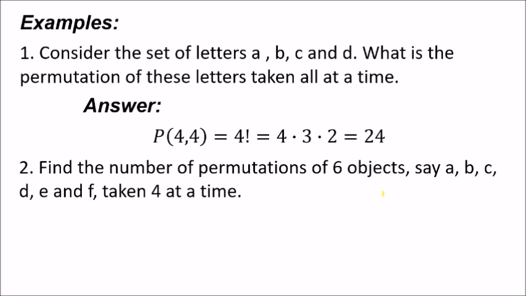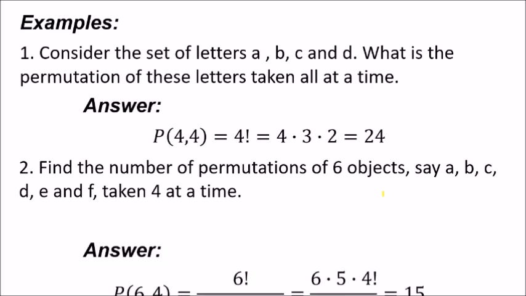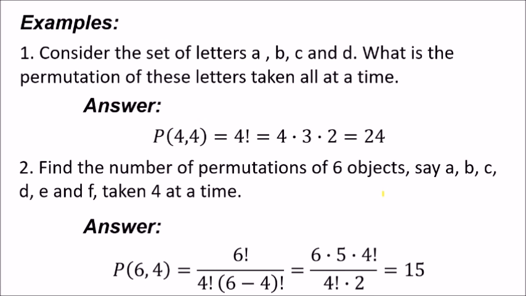Example number 2 natin dito ay example ito ng taking r at a time. Find the number of permutations of 6 objects, say A, B, C, D, E, and F, taken 4 at a time. Ang ating n dito ay 6 and then ang ating r ay 4, taken 4 at a time. So the solution we can have here, just substitute to the formula.